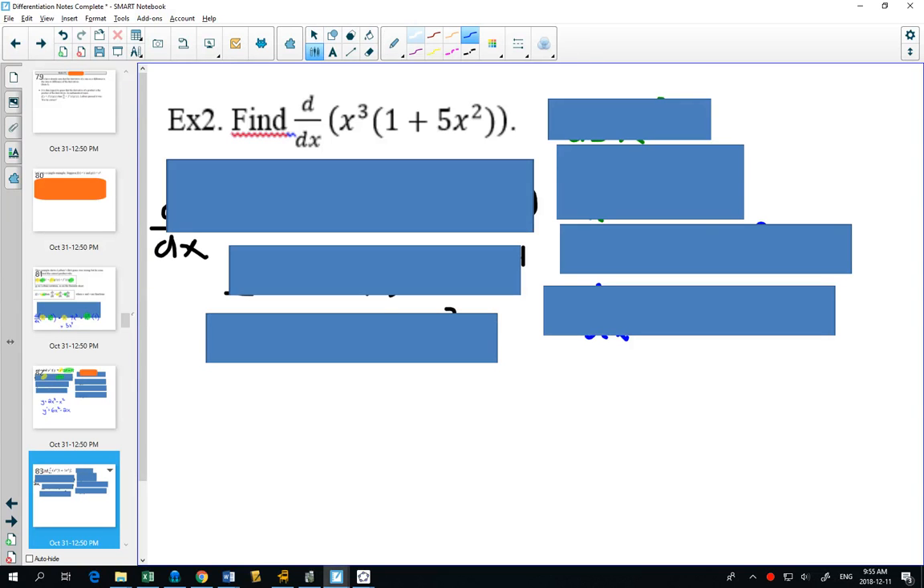Example 2. We have one function multiplied by another function. If we use our new product rule.